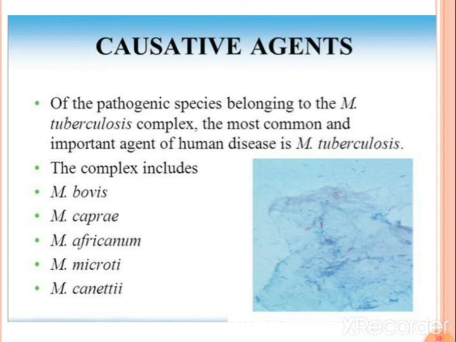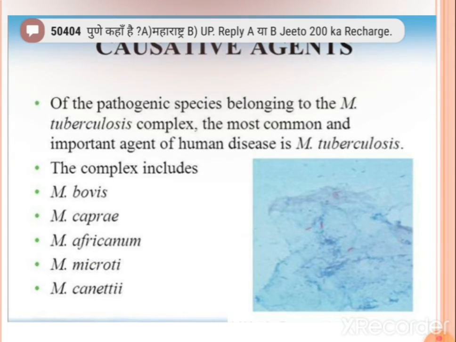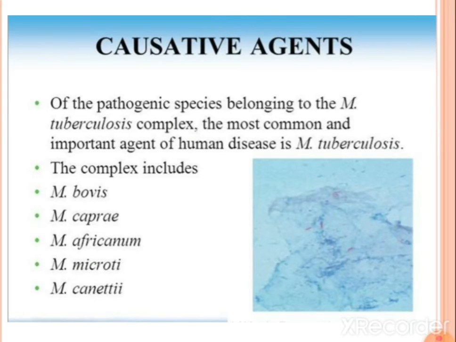After that, the causative agent. What is the basic causative agent which produces tuberculosis? Of the pathogenic species belonging to the Mycobacterium tuberculosis complex, the most common and important agent of human disease is Mycobacterium tuberculosis. It means the agent which causes tuberculosis is Mycobacterium tuberculosis. Basically these agents form a complex, the Mycobacterium tuberculosis complex. The Mycobacterium tuberculosis is the major one.